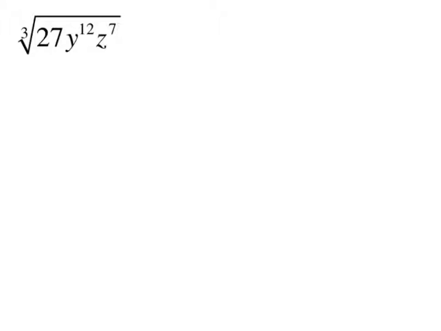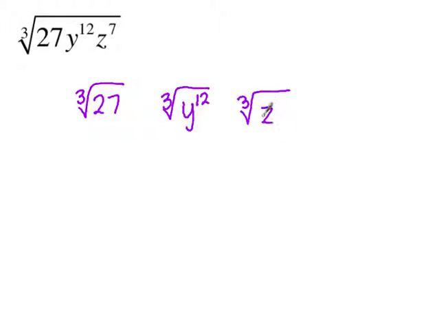All right, let's try another one here. Okay, the cube root of 27, y to the 12th, z to the 7th. So once again, we're going to break this down. So what's the cube root of 27? Cube root of y to the 12th. Y to the 4th. Okay, so now we come up to the z to the 7th.